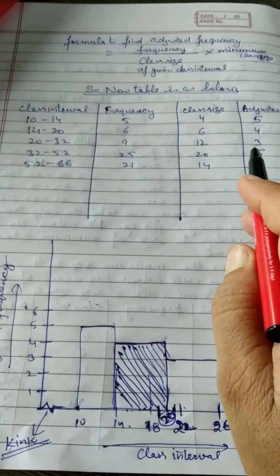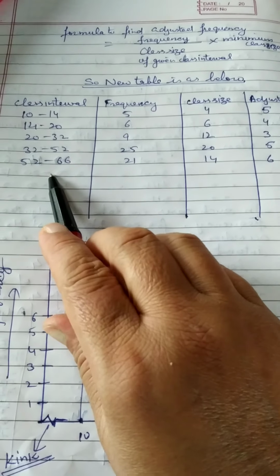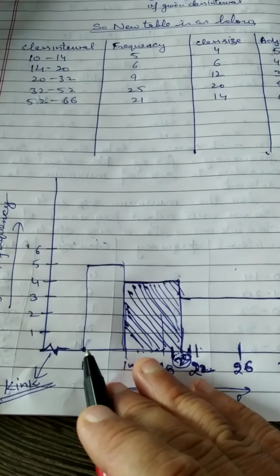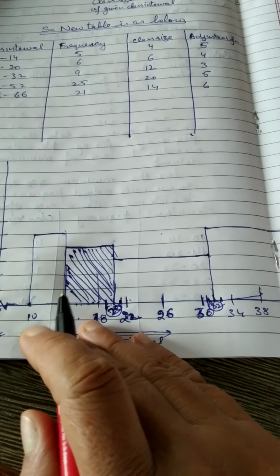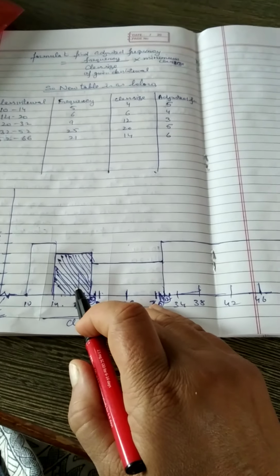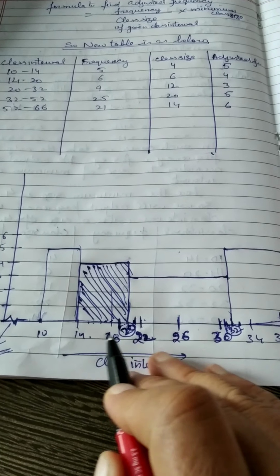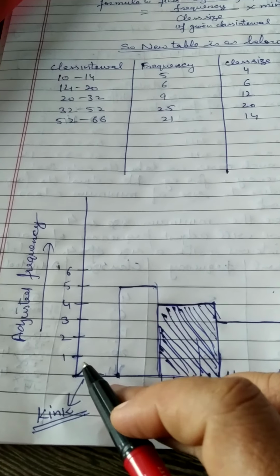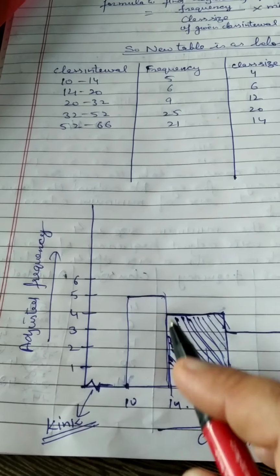Now we will draw a histogram for these class intervals and adjusted frequency. It will be like this. Here we have drawn the histogram. We have taken the class intervals along the x-axis and the adjusted frequency along the y-axis.